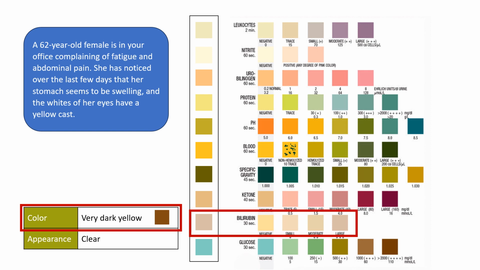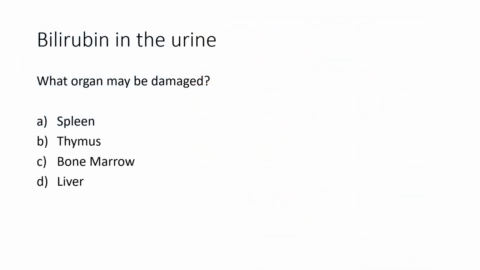So we have to ask ourselves, where does bilirubin come from? Let's go answer a question about this patient. We have a patient who has bilirubin in the urine. What organ may be damaged? Would it be the spleen? Would it be the thymus? Would it be bone marrow, or would it be liver? Well, it would actually be the liver.